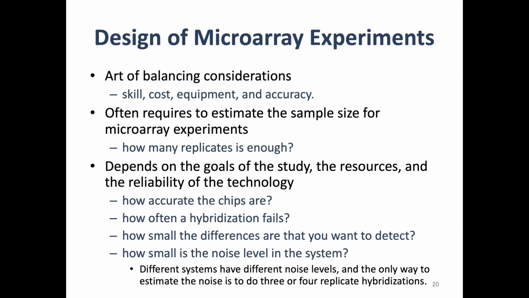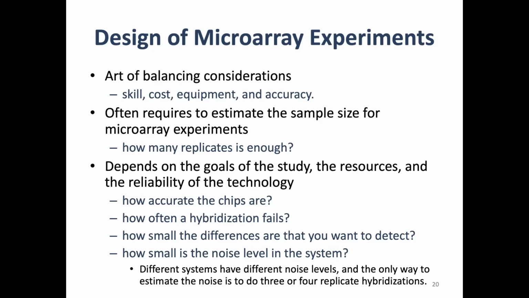How accurate the chips are, that's also an important factor. How often the hybridization fails, that's another factor. And how small a difference you want to detect. The smaller the difference you want to detect, the more sample size, the more chips you need. If you want to detect bigger differences, then you can have a small sample size.